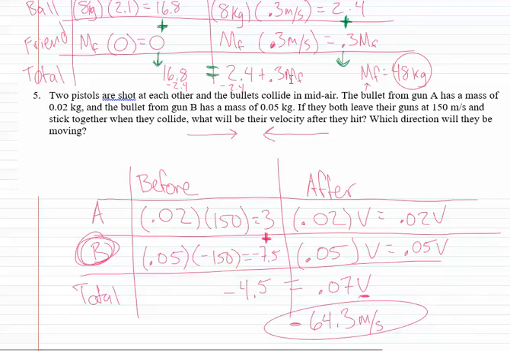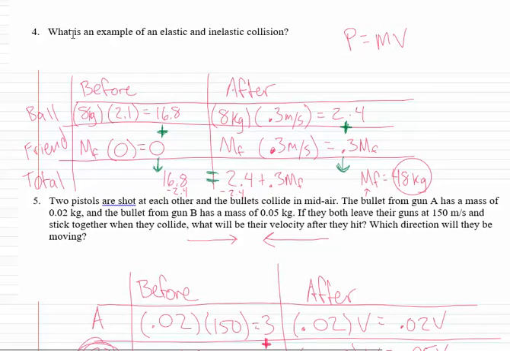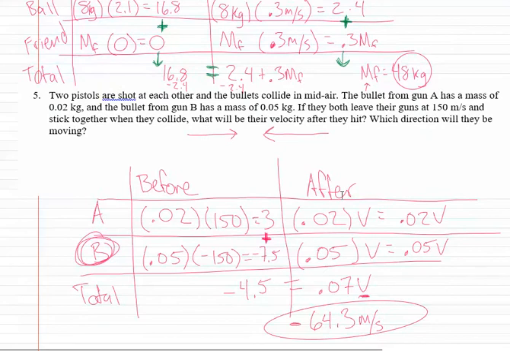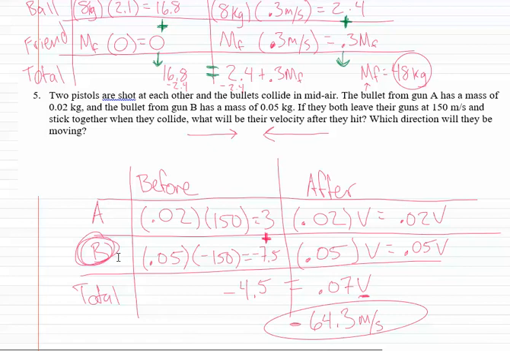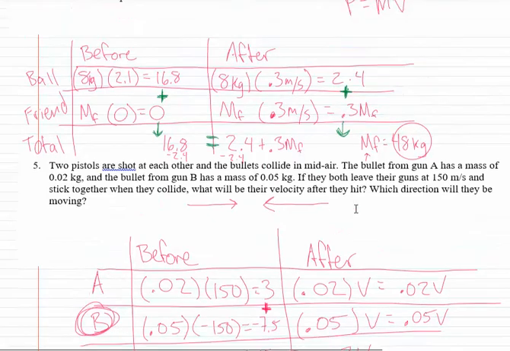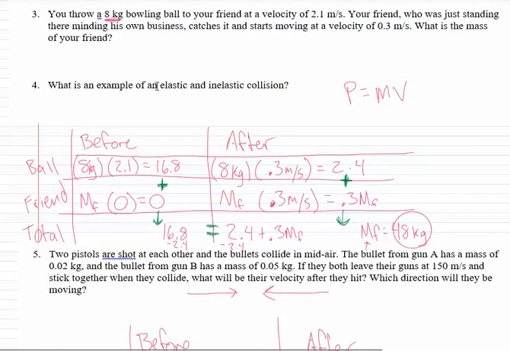So now you may have noticed that I skipped question number 4 a little bit ago. What is the example of an elastic and an inelastic question? That's because we have just solved a couple of those types of questions. So an inelastic collision is when they stick together, the two objects. And actually both of these have been examples of inelastic because the friend caught the bowling ball and they stuck together, and the two bullets hit each other and stuck together, so those are both inelastic. If you were to take a bouncy ball and bounce it off the floor, that would be an example of an elastic collision.